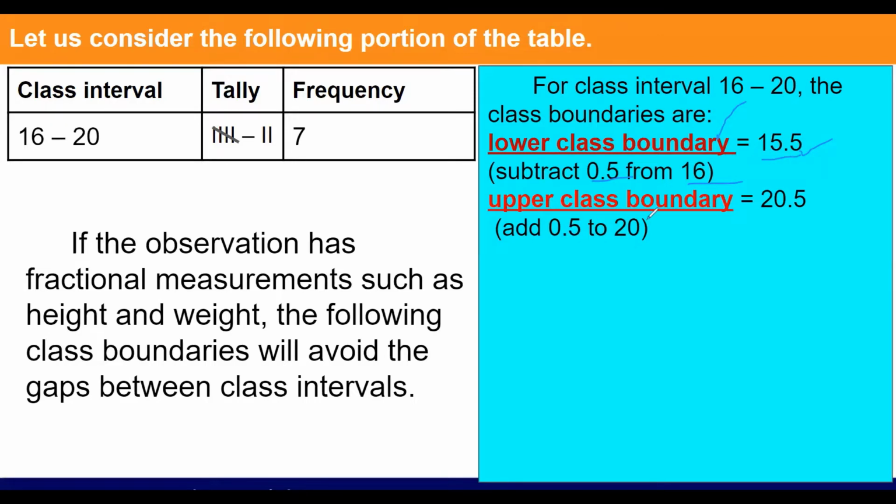Now, for the upper class boundary, you have to look at our upper limit, which is 20. And then, what you're going to do is add 0.5 or 5 tenths to 20. And that's why we have 20.5.